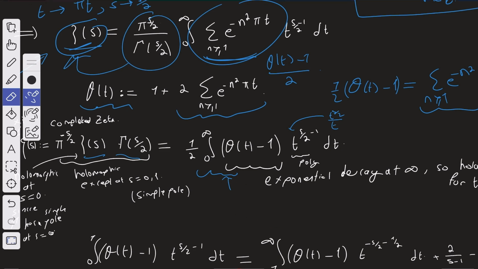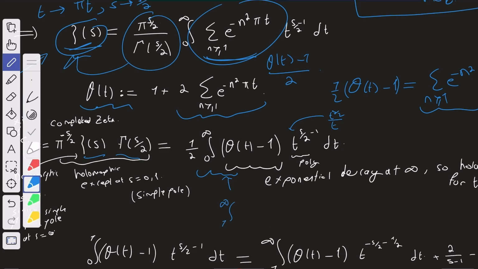So if you look at the integral from 1 to infinity of theta of t minus 1, times t to the s over 2 minus 1, dt. This has no problem at 1. The only problem is at infinity.